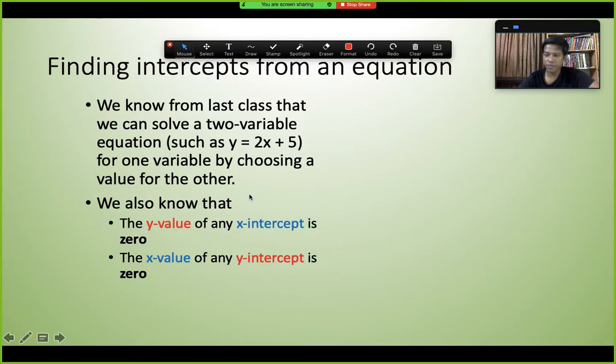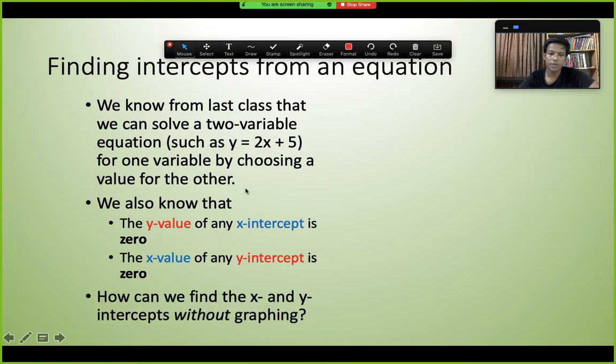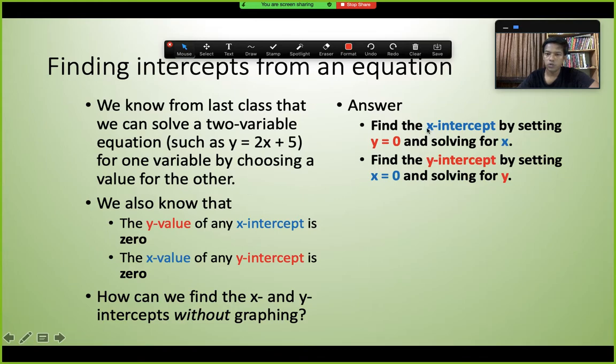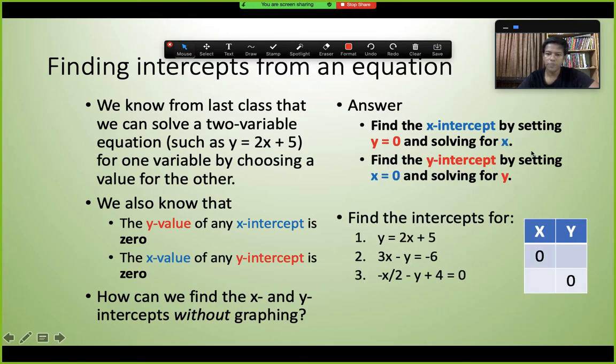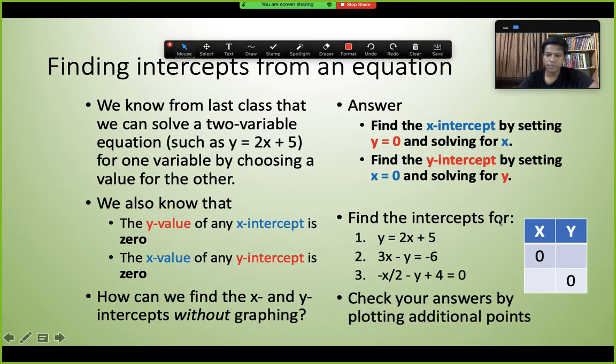What we said in the previous slide is that the y value of any x-intercept is 0, and the same thing goes here, and that is the logic. To find the x-intercept, set y equal to 0 and solve for x. To find the y-intercept, set x equal to 0 and solve for y. This is the example. Okay.